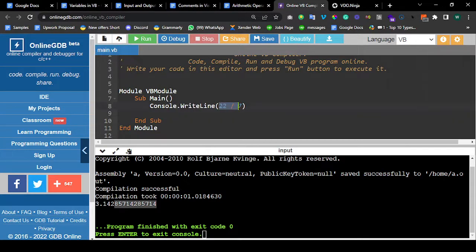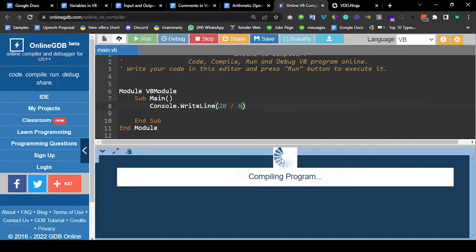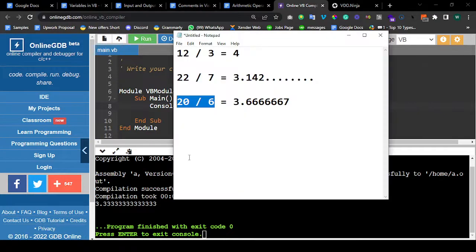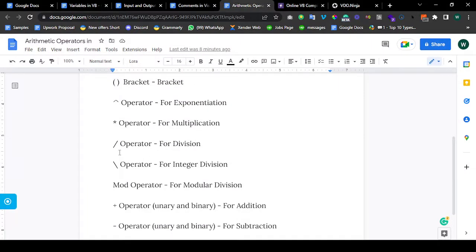And what is 20 over 6 saying? Yes, 3 point, whoa. Okay, this should be 3.6666. Oh, I divided by 3 for the last time. Sorry about that. Okay, so basically that's the division operator.